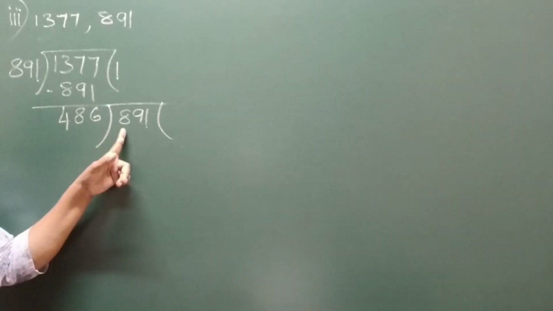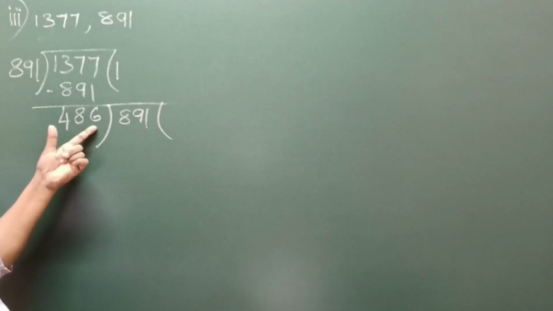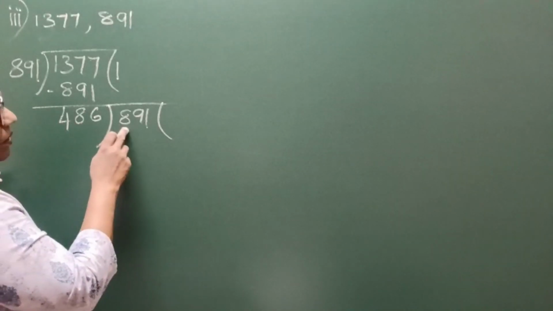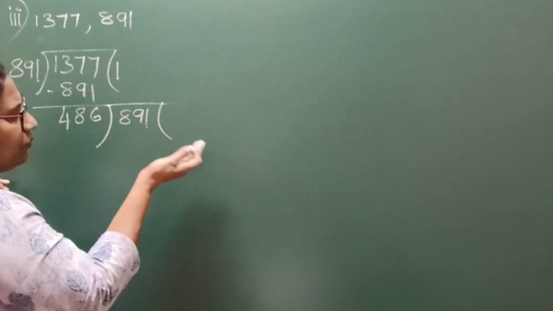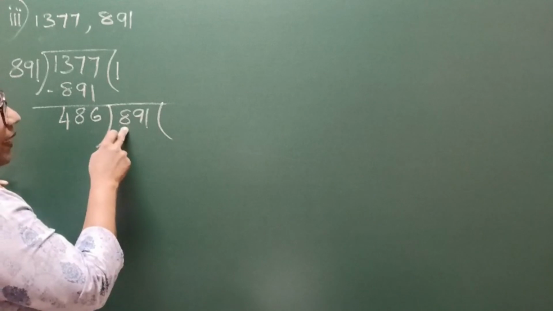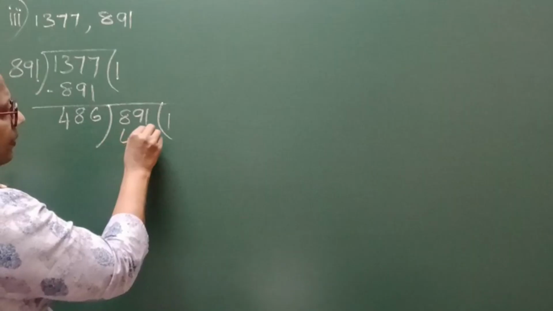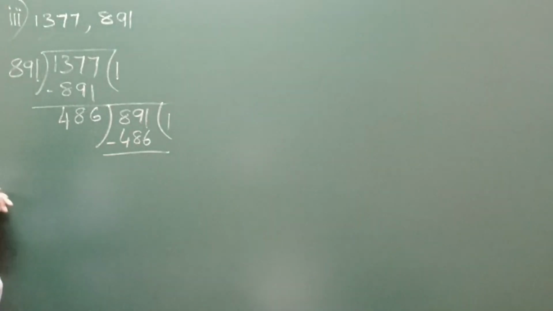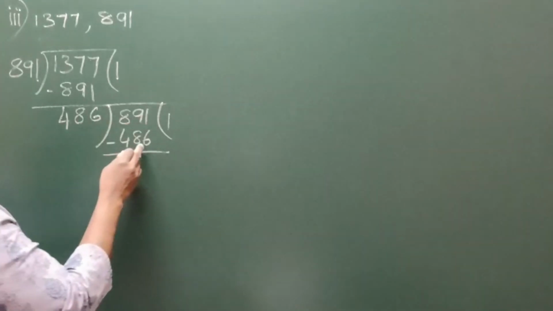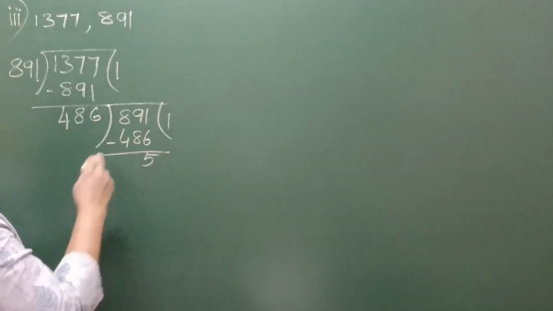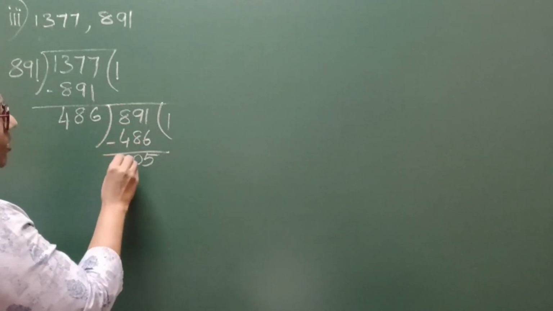4, 4 2s are 8. But here, see that it's almost 500. Here, this is 5, almost 500. So it should be double if you want to go for 2 times. It is almost 900. So we'll go only 1 time. 486. Here it is only 1. So borrow from here, make it 11. 11 minus 6 is equal to 5. Here remaining 8. 8 minus 8 is equal to 0. 8 minus 4 is equal to 4.